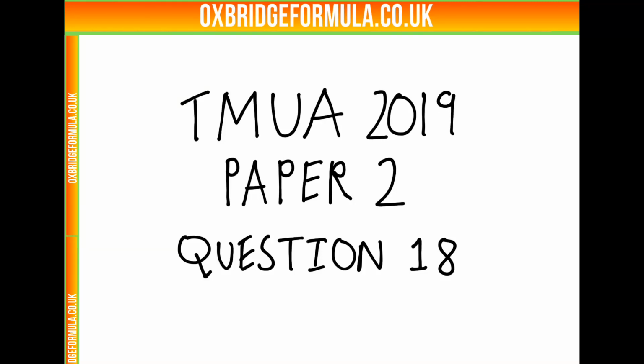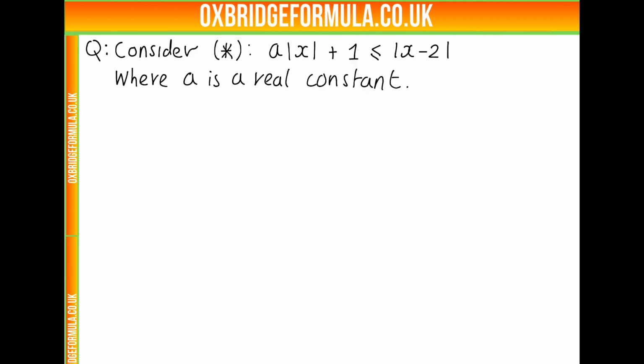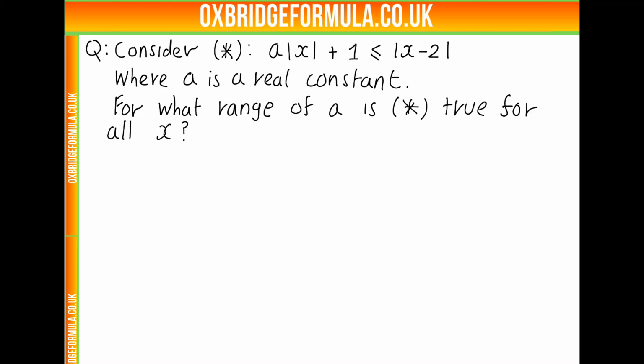This is the solution video for question 18 from paper 2 of the 2019 TMUA or CTMUA exam. In this question, we're asked to consider inequality star, which states that a mod x plus 1 is less than or equal to mod x minus 2, where a is some real constant. And we're asked for what range of a is star true for all x.